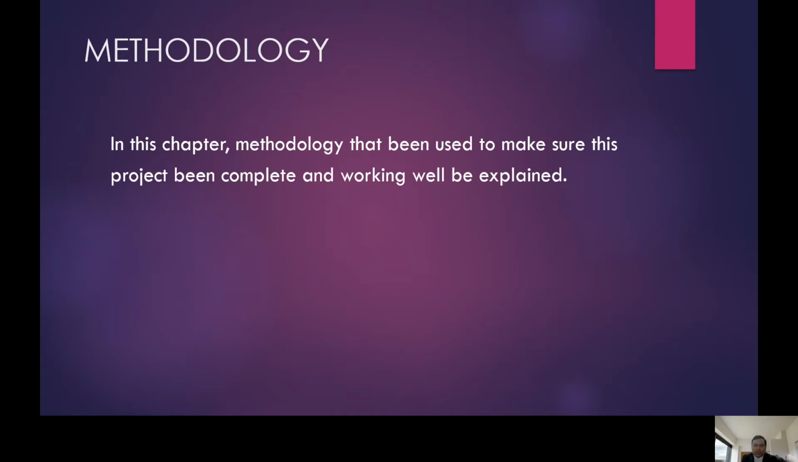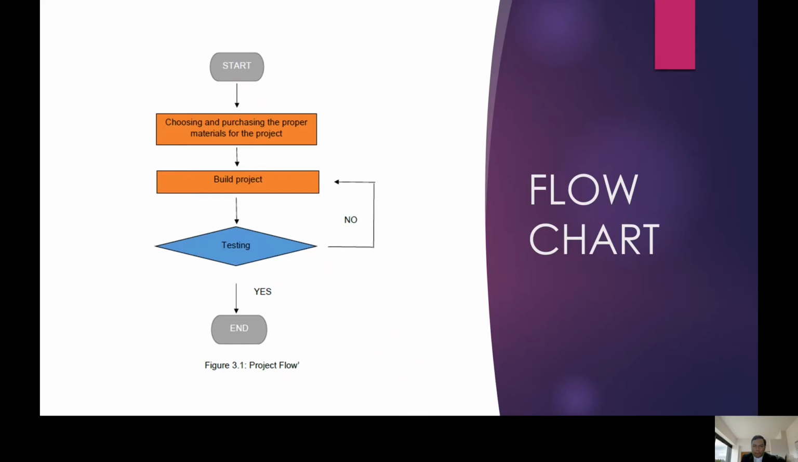Methodology. In this chapter, the methodology that is being used to make sure this project is completed and working will be explained. So let's go to the next slide. Flowchart. So basically this is my flowchart for my project. This is the start. The next step is choosing and purchasing the proper material for the project. And the next step is to build the project.